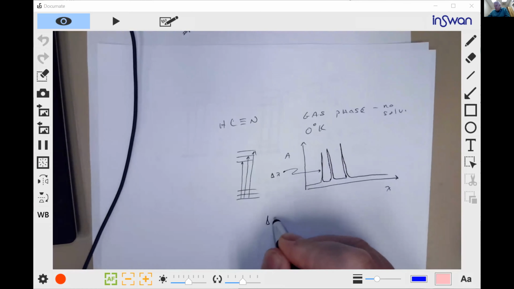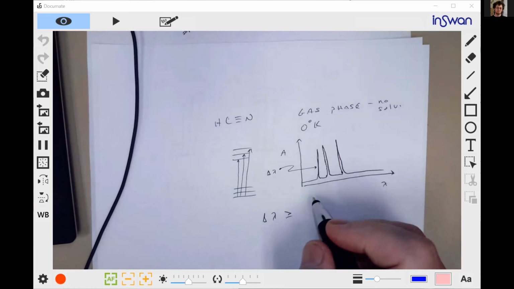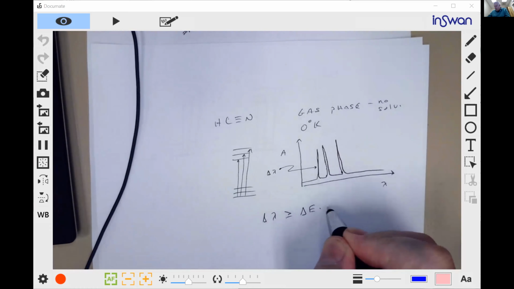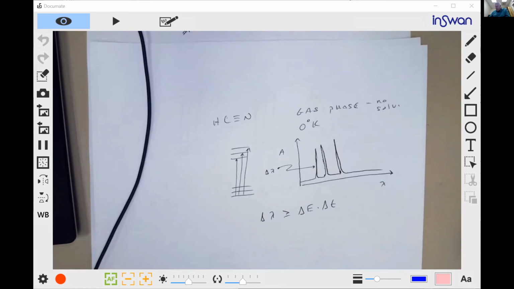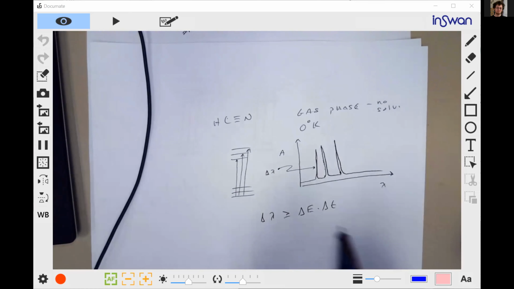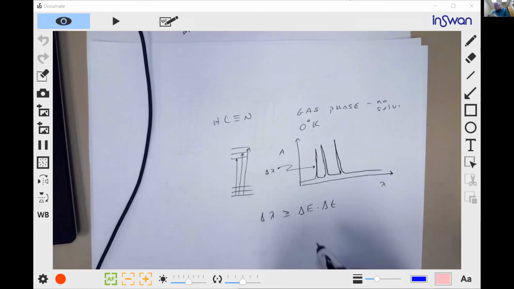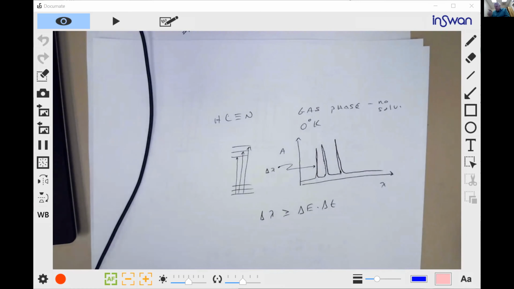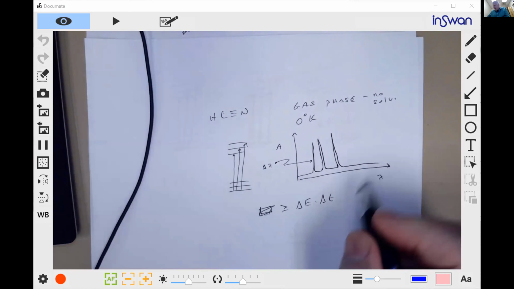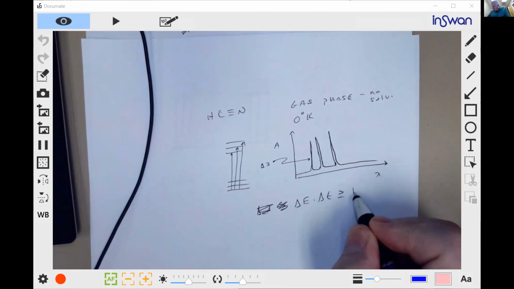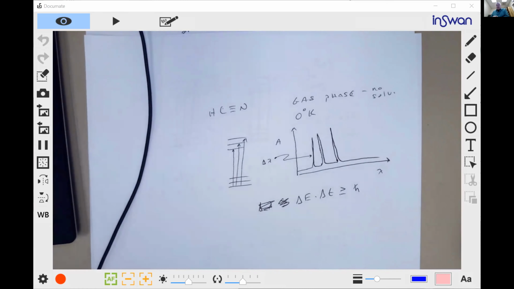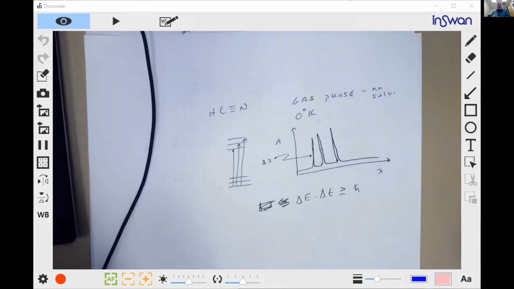So it's like some inequality? Yeah. Delta lambda will be greater than or equal to delta E, delta T over H bar. I forget. Wait, no, anyways, forget it. Anyway, this is the inequality right here. This will be greater than or equal to H bar. Sorry, I forgot.